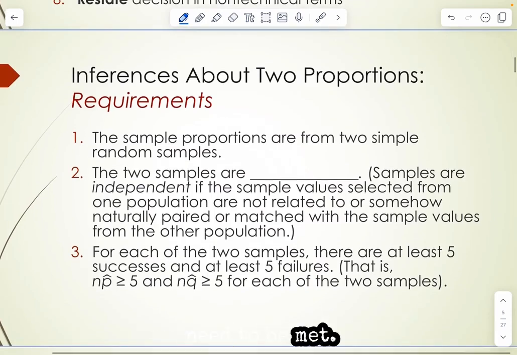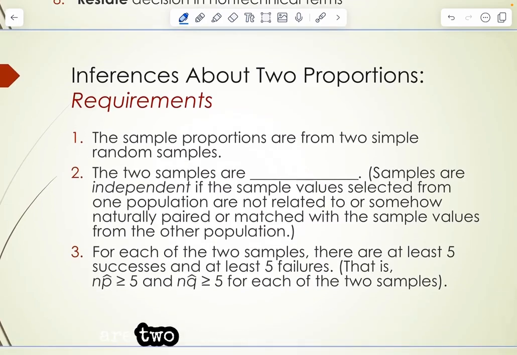Certain requirements need to be met. First, the sample proportions are two simple random samples. They have to be random. If you only sampled teachers from an all-girls school, the number of women is going to be much higher. If you sampled lawyers from a legal service firm for women, that's likely going to have more women working there. Those would be biased samples, and you can't infer anything from those.